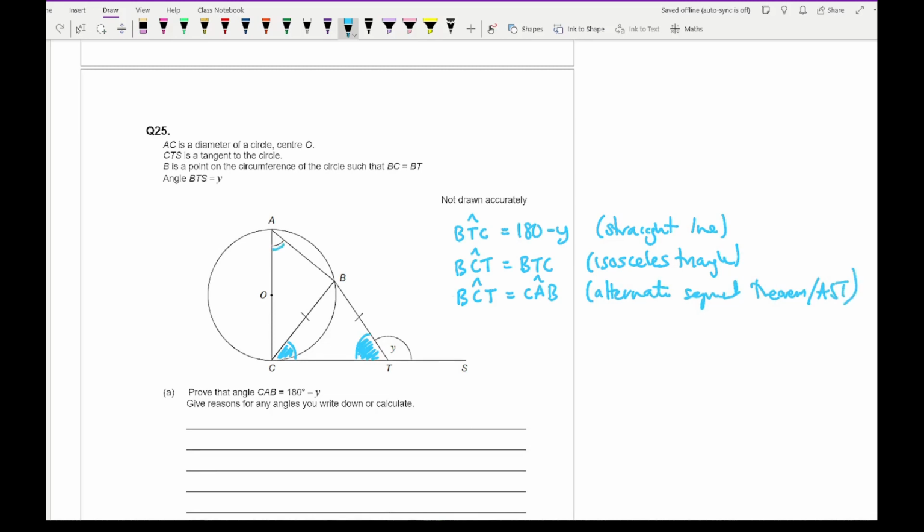So if this angle here is 180 minus y, then this angle here is going to be 180 minus y, and so this angle here is going to be 180 minus y. So therefore CAB equals 180 minus y, which is what they asked me to prove.